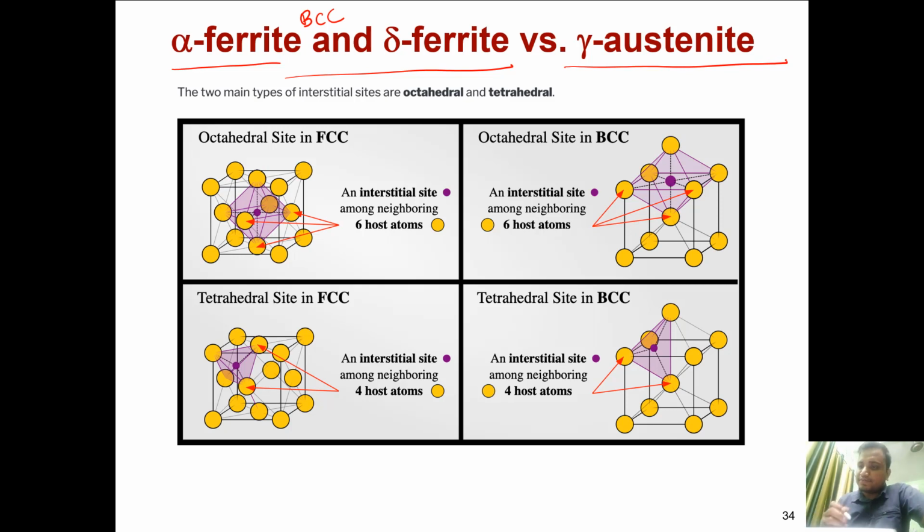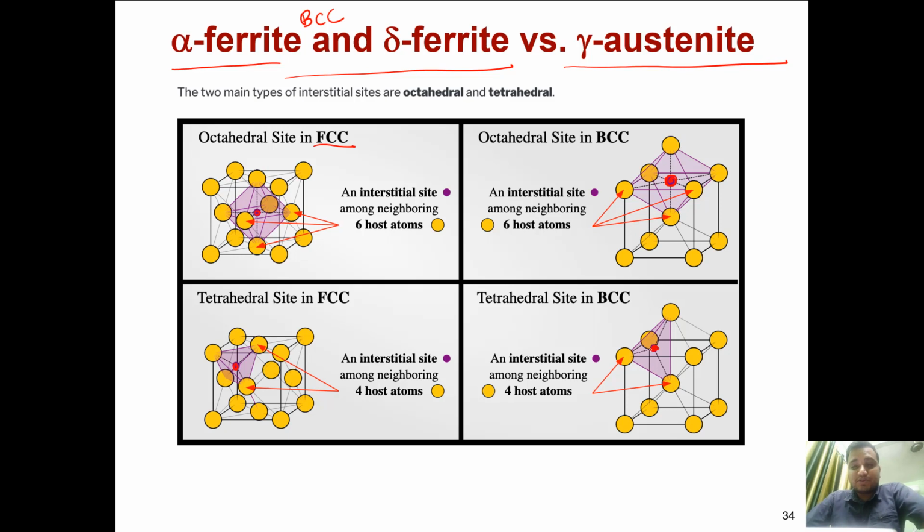There are two types of void: one is the octahedral void and another is the tetrahedral void. In the case of FCC, the position at the center is the octahedral void, which is shown here, and the position over here is the tetrahedral void. In the case of BCC, the octahedral void is at the face center, and the tetrahedral void is at this location. And we know that the carbon sits in the octahedral void.